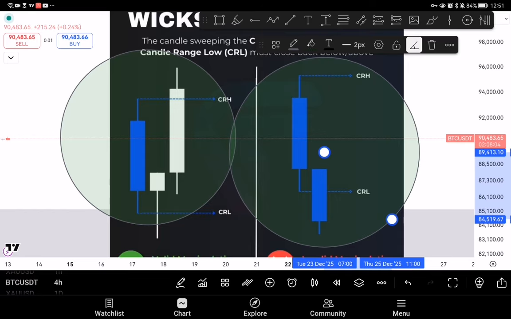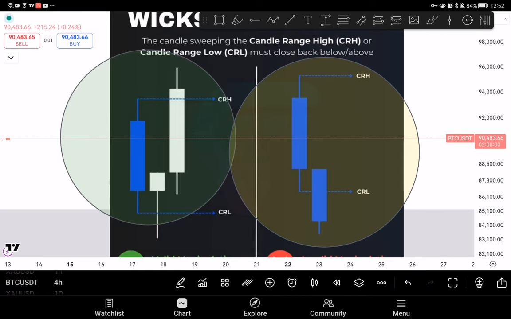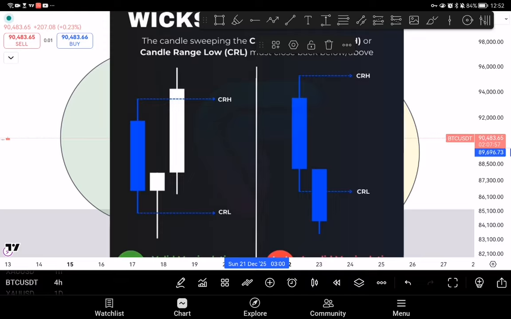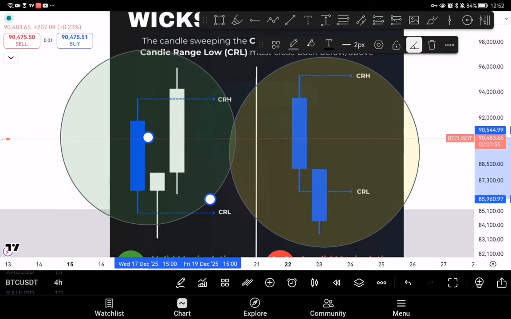That means this market is going to continue to sell. Let's put them in different colors. We're going to put this one in yellow. In this second scenario, we are about to sell. Meanwhile, in this first scenario, we are buying.